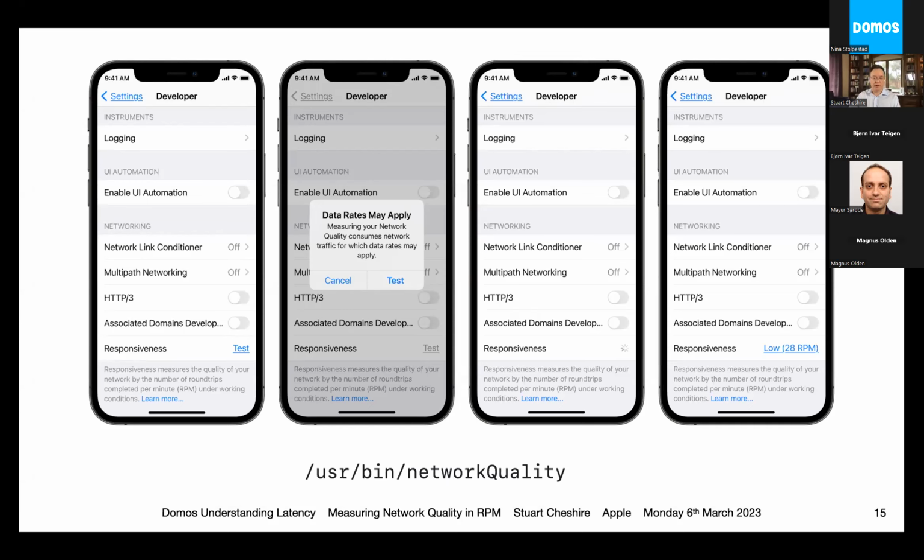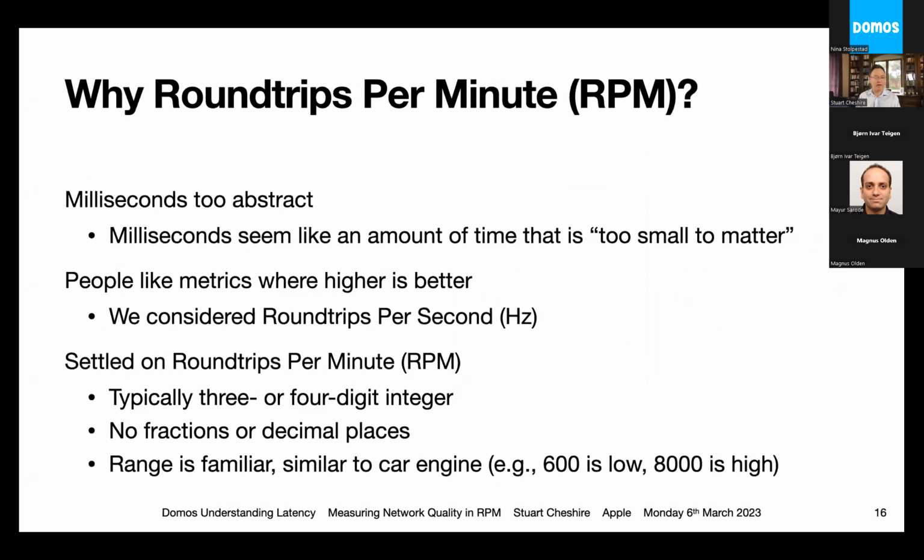Now you'll have noticed there, it reports the responsiveness in RPM, round trips per minute. And I'd like to explain that. Most of the time when network engineers measure latency, they measure it in milliseconds. But we realized when we were thinking about how to communicate this to end users, that milliseconds is kind of an abstract concept. A millisecond is a tiny amount of time, who cares?